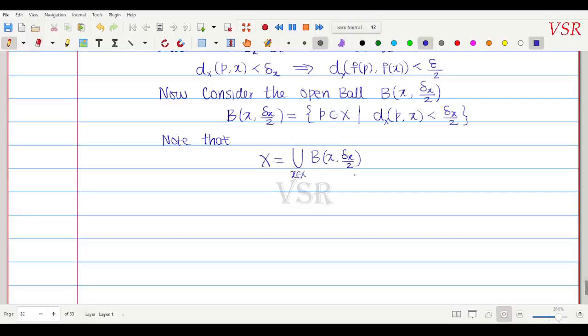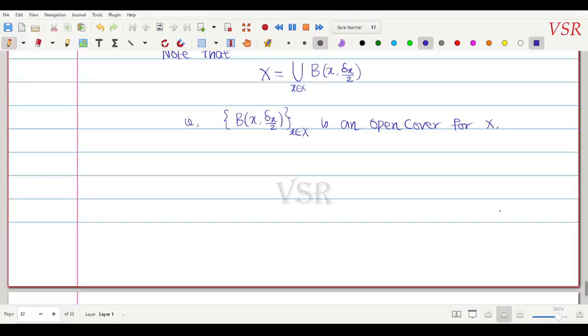What does this mean? This collection of all balls with the center x, radius delta suffix x by 2, where x belongs to capital X, is an open cover for capital X. Already we know that since capital X is compact, this will have a finite subcover.